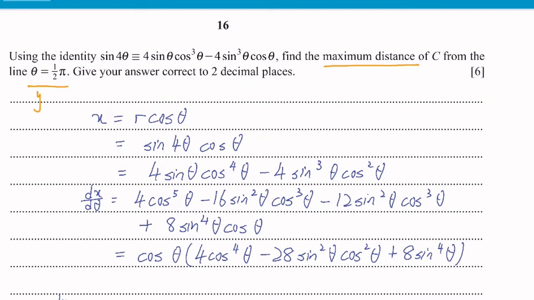Theta equals 1 over 2 pi is our x-axis. So if you want to find the maximum distance from the x-axis, in this case it actually refers to the maximum x. From the x here, we know that it's r cos theta, and our r here is sine 4 theta. They already give us the identity, so sine 4 theta is this whole thing. Sub that in.